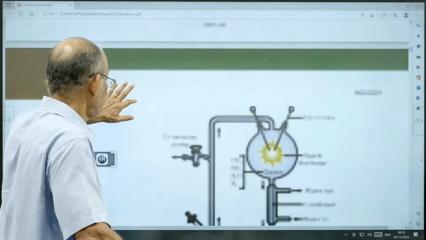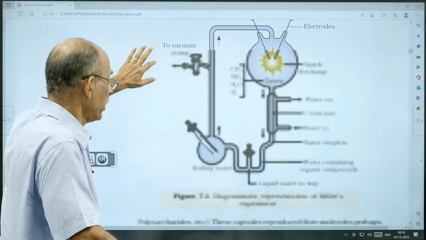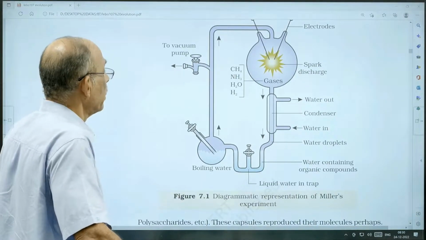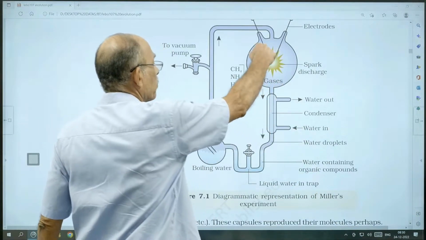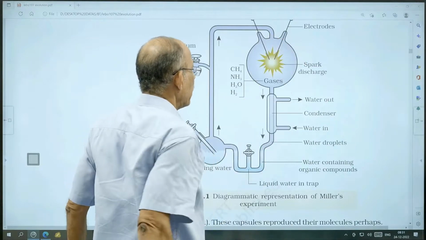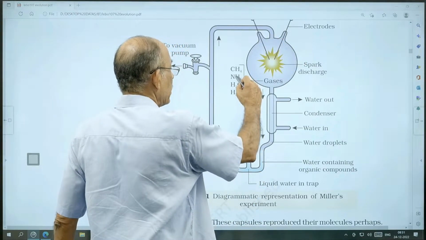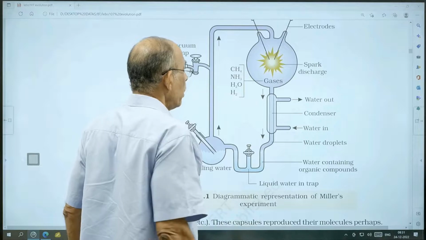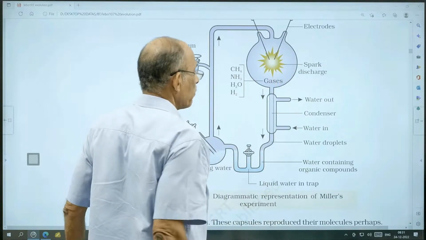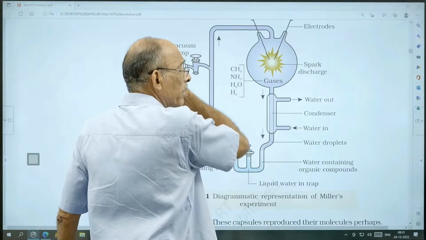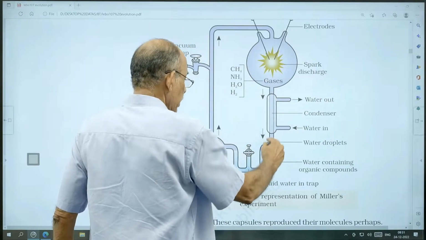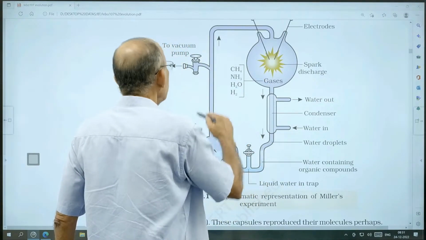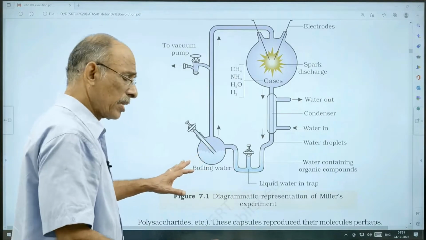Then, this is the experiment where Stanley Miller created the primitive atmosphere, with high temperature of 800 degrees Celsius. He used methane, ammonia, hydrogen, and water, which is a reducing atmosphere, and created a spark to develop high temperature. Then it is passed through a condenser, etc. And here is the boiling water reservoir, etc.